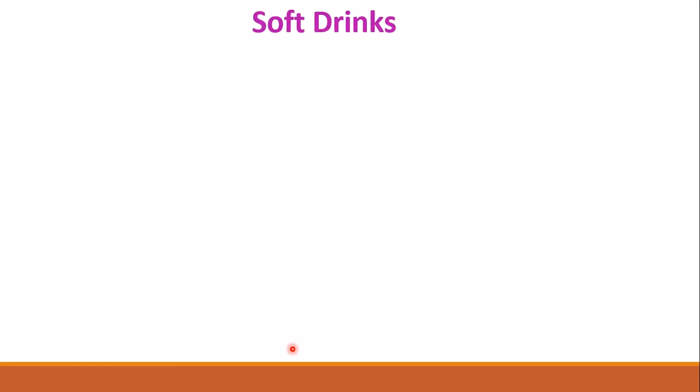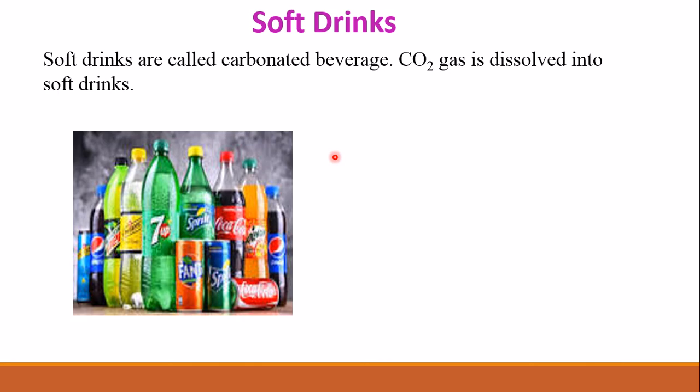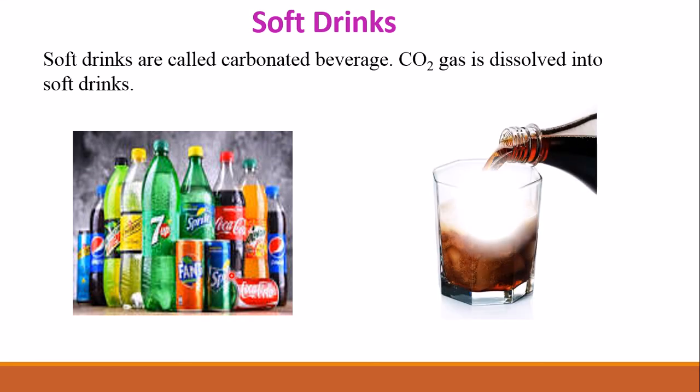Now another one, that is soft drinks. All of you know about soft drinks. Soft drinks are called carbonated beverages. Here carbon dioxide gas is dissolved into soft drinks. Soft drinks are marketed in this type of plastic container, bottle or tin jar. When it is poured, then it makes these types of bubbles.